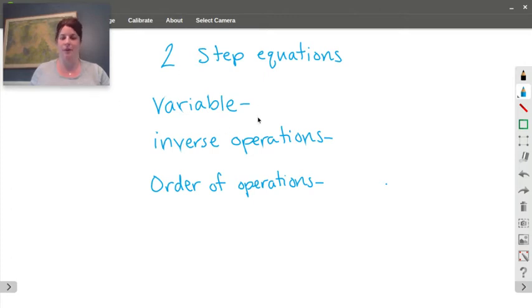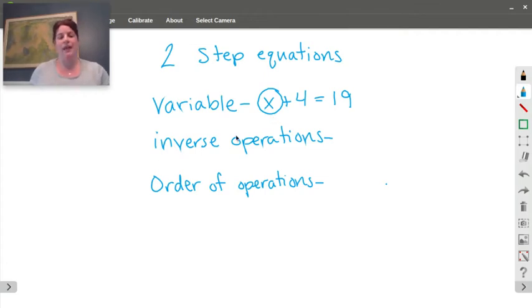So the first vocabulary word that we'll be using a lot during this lesson is variable. The variable is just the unknown number or the letter in an equation. So if an equation is x plus 4 equals 19, x is the variable. It doesn't have to be x, it could be any letter, but a lot of times it's x.